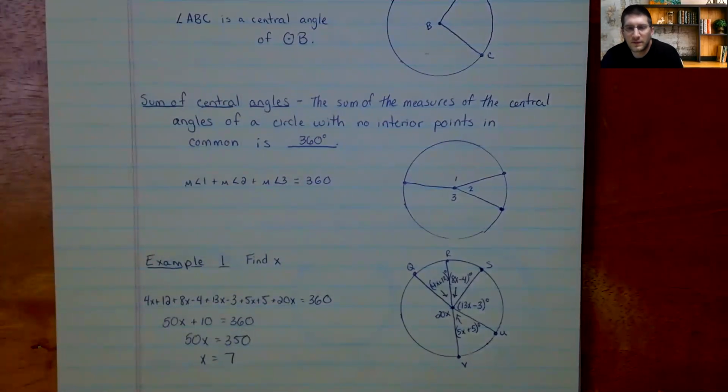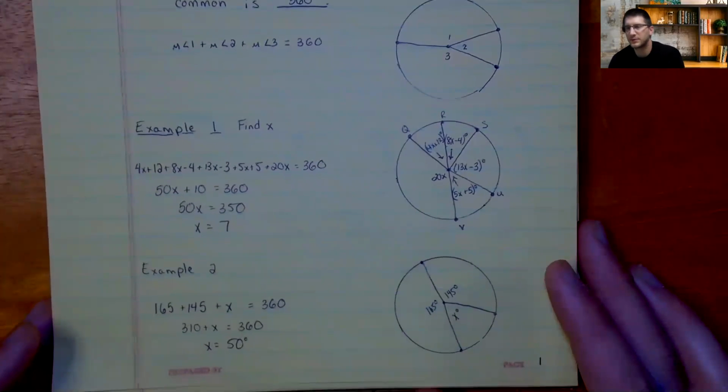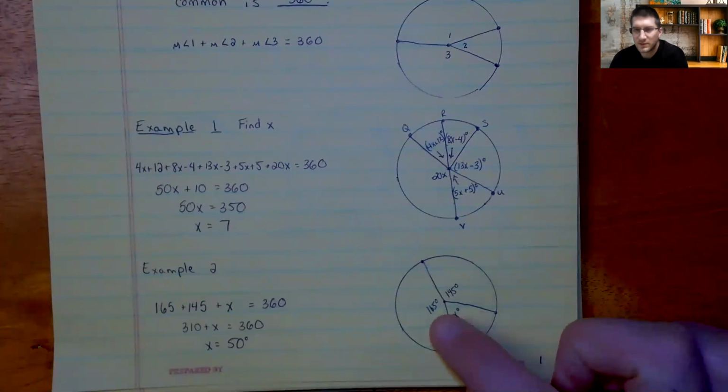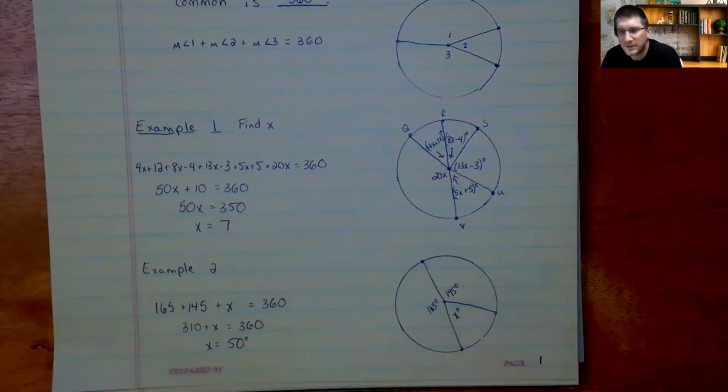All right, now for our first example, right, we have 2 examples here. Let's go over example 2 actually first. 2 is a little easier. So in example 2, in the drawing, they gave you 2 angles, 165 degrees and 145 degrees, and they ask you to find the third, which is x.